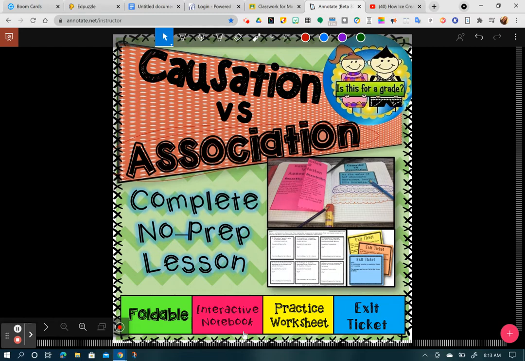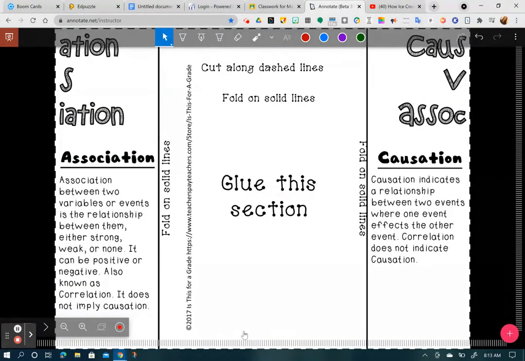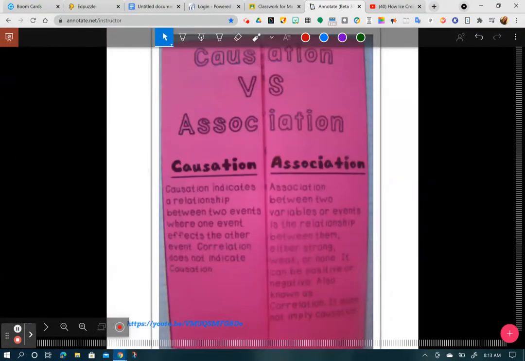causation versus association. So, here's your foldable that you should have grabbed today. And right here is what it should look like once you get it all folded. Okay, so it says causation versus association. Causation indicates a relationship between two events where one event affects the other event. Correlation does not indicate causation.